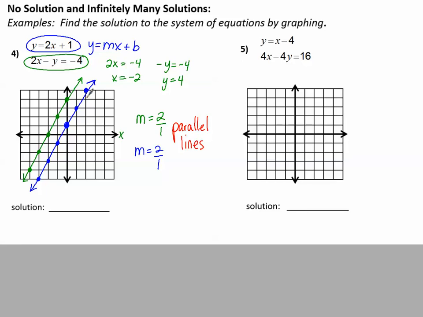And because they never meet, we'll never get a solution. So there is no solution to this system of equations.